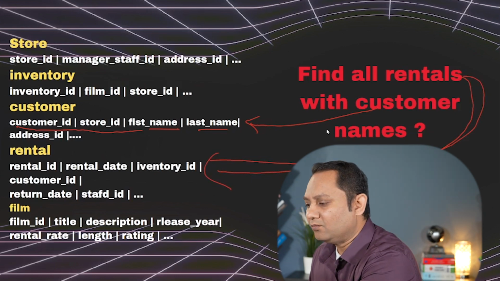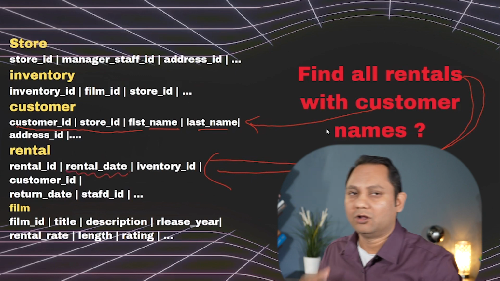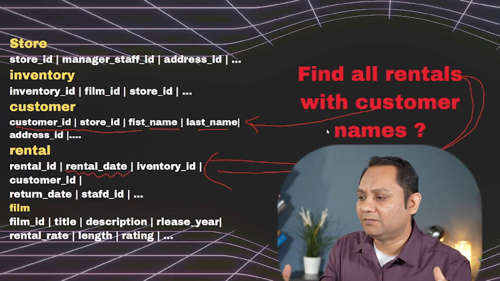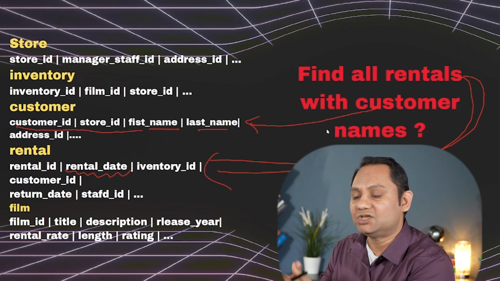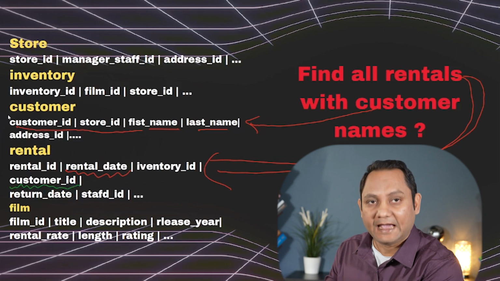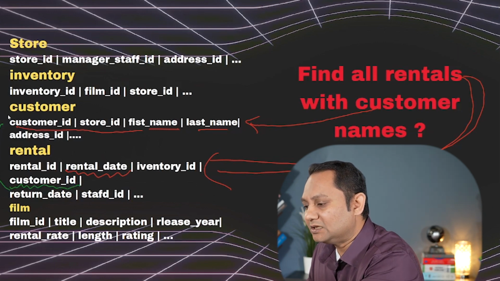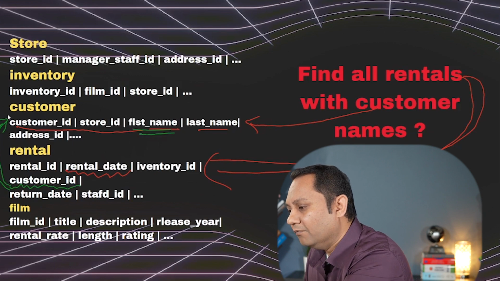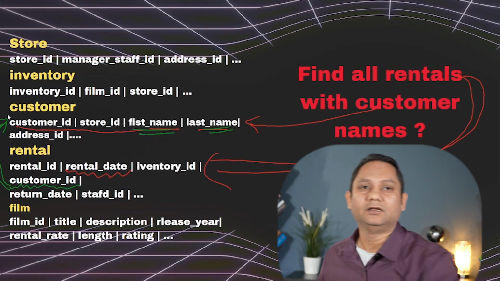Now in the rental table, we do have the information about the rental date, which we want. What date the rental was taken by the customer, but we want the name of the customer. We don't have the name of the customer in the rental table, but what we have is the customer ID. And we know using this customer ID in the customer table, we will be able to find the first and the last name of the customer. Now it all makes sense, right?